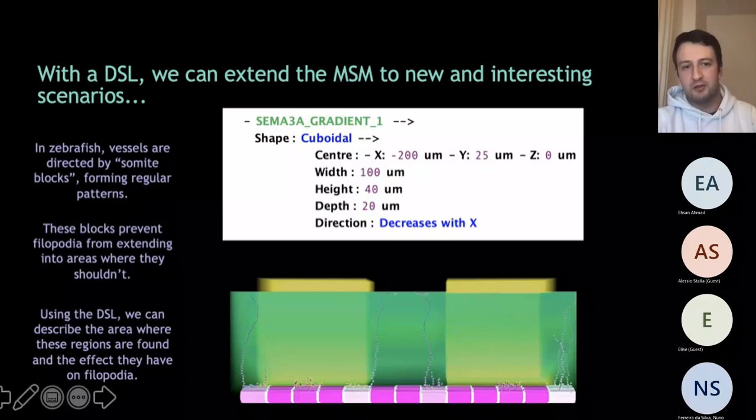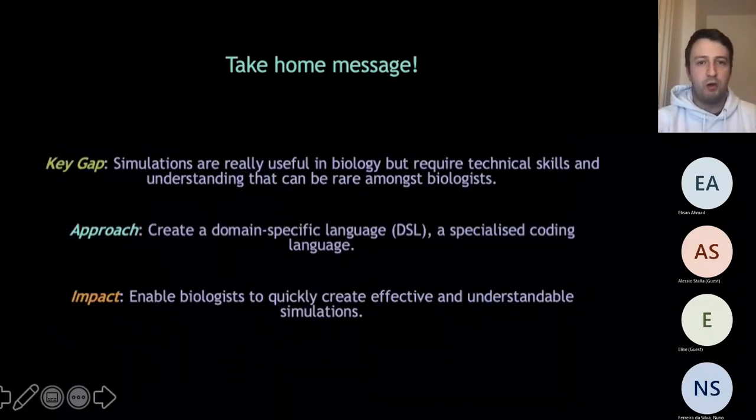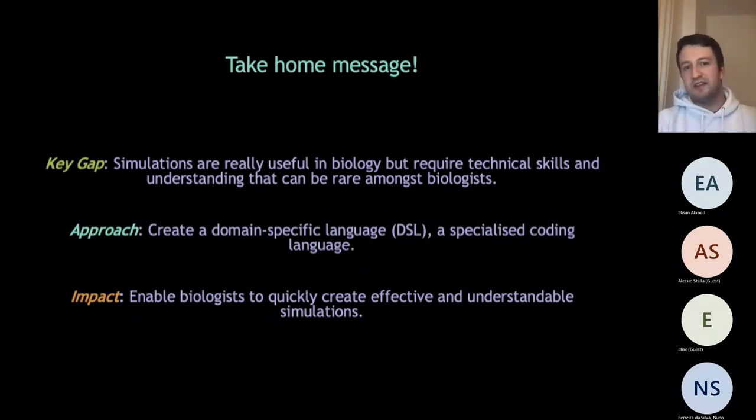So unfortunately, I don't have too much more to show you. But yeah, this is what I wanted to talk about. So to sum up, I hope you agree that simulations can be useful in biology, but they can be quite a sticking point if you're not ready to put the effort in. And to get around this, we think a domain-specific language to speed up the process is a good solution to these problems. And that's all I had, really.